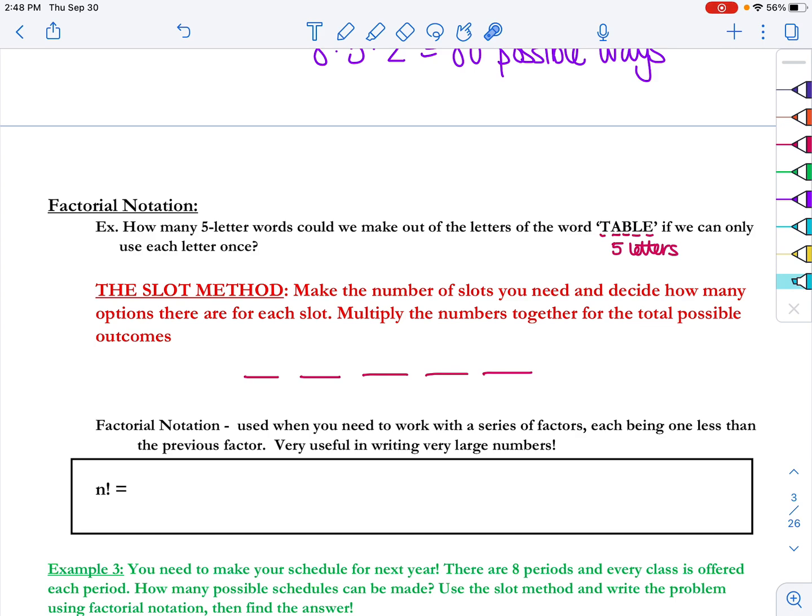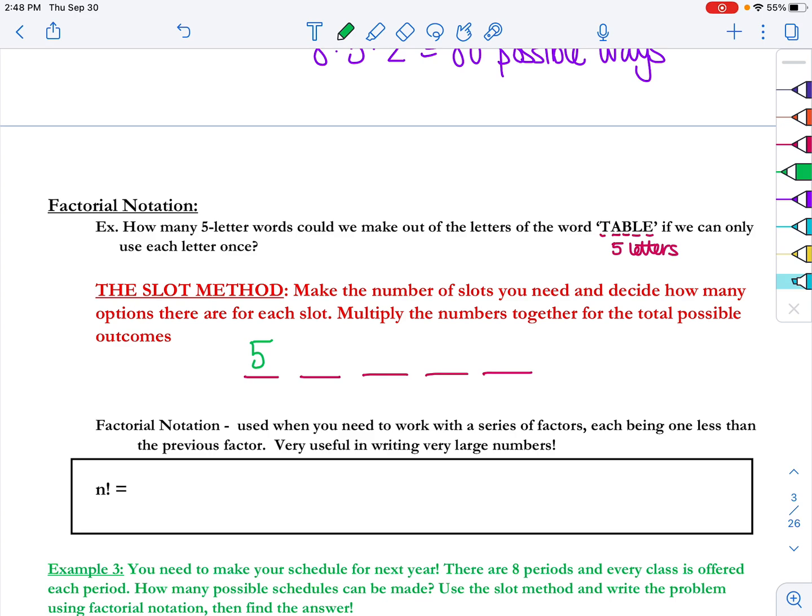So look at how this changes. For our first slot, for the first letter of the new word that we're going to make, we have 1, 2, 3, 4, 5. We have 5 options. We could put a T here, we could put an A, a B, an L, or an E. So we have 5 options for this first slot.